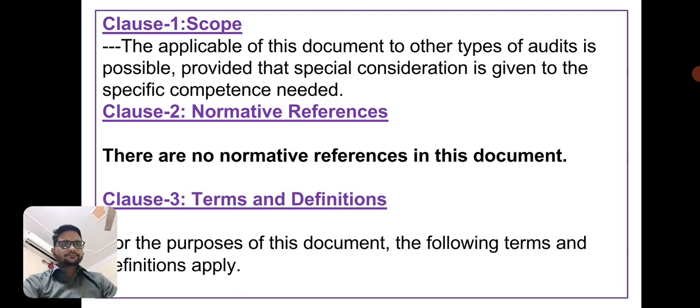There are no normative references in this document. And clause number three is terms and definitions. These terms and definitions are used during the auditing of management systems.